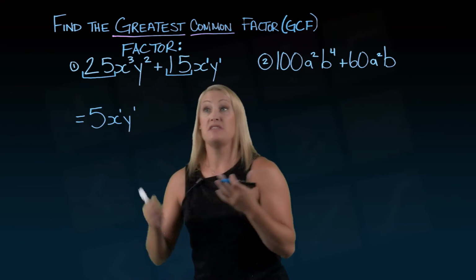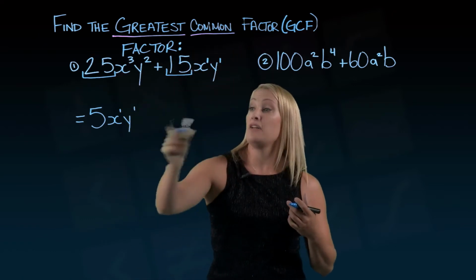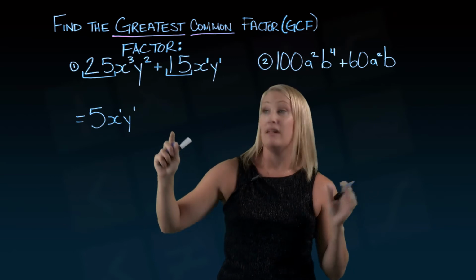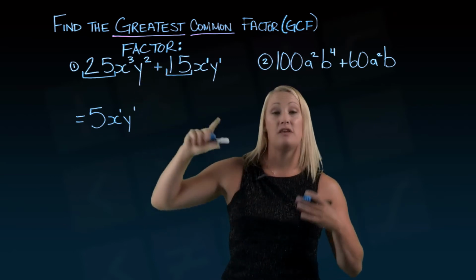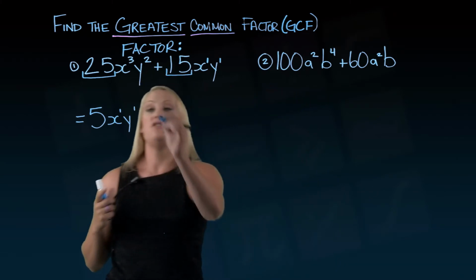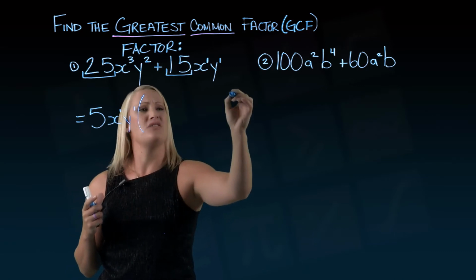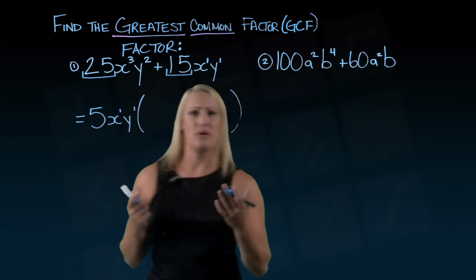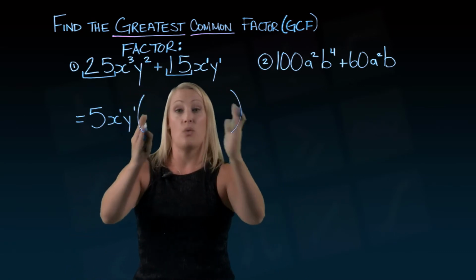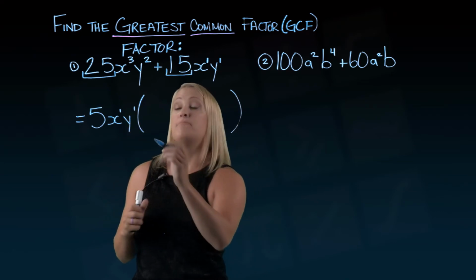And if the question says, find the greatest common factor, that would be your answer. You're done. But it doesn't. The question actually says factor. So what we have to do is figure out, factoring is kind of like doing multiplication backwards. We have to figure out what's going to go inside of this bracket.